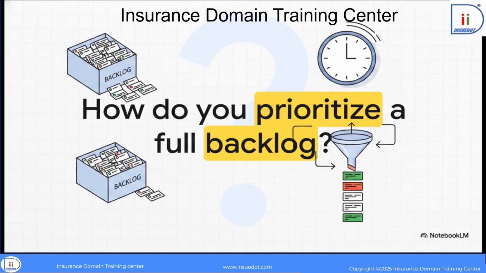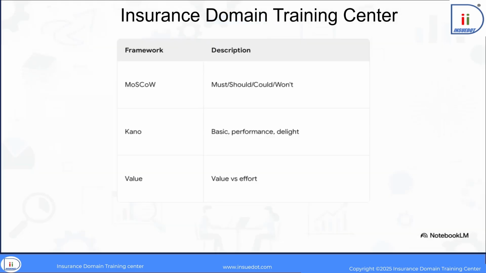Let's consider a very common and sometimes stressful scenario. When you're faced with a heavily loaded backlog and very limited time, how do you prioritize those stories? When push comes to shove, I typically rely on established prioritization frameworks. The MoSCoW framework is fantastic for strictly categorizing features into must-haves, should-haves, could-haves, and won't-haves. I also really like using the Kano model to differentiate basic expected features from those that will truly delight the user. But ultimately, it almost always comes down to a fundamental value versus effort assessment, carefully weighing the direct business impact against the development time required to build it.